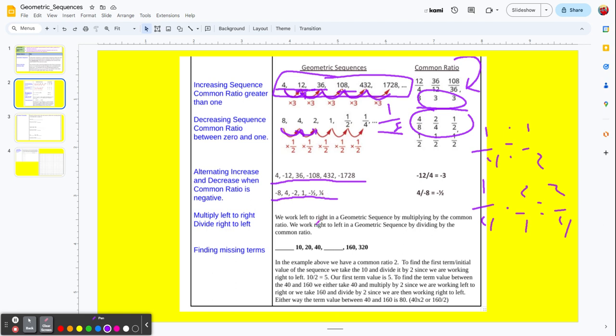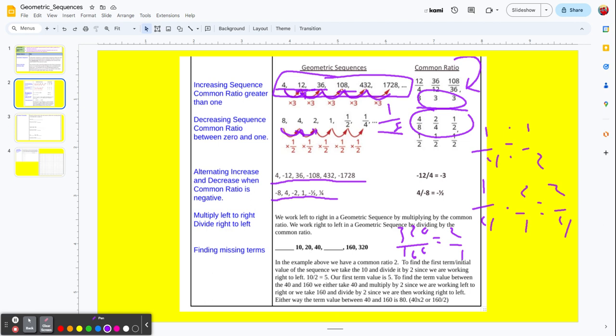Okay. Now, when we work left to right, we're multiplying, but sometimes you'll have problems where they want you to find something to the left of a term value. And so when you go backwards, you're going to divide by the common ratio. So in this example here, what is our common ratio? Well, 320 divided by 160, that's 2 over 1, or 2, right? I could also use the 40 over the 20 is 2. I could do 20 over 10 is also 2.